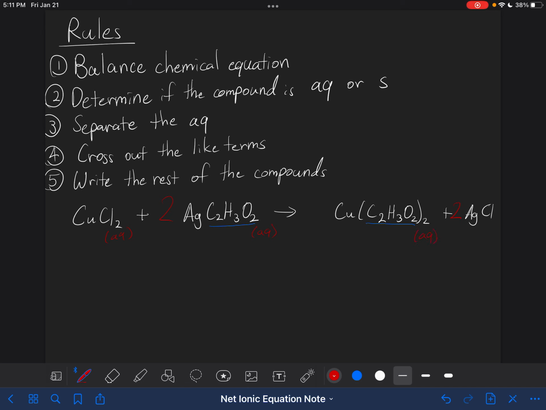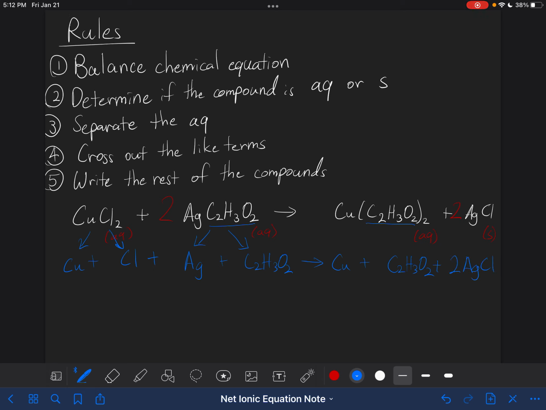All right, so the third step is to separate the AQs. So this is where I'm going to split all the equations, especially the ones with the AQs. So we have Cu here and Cl. I'm going to make sure I put a plus sign in each part. Ag, C2H3O2, and then Cu plus C2H3O2. And last but not least, our solid, which in this case is just as it is.